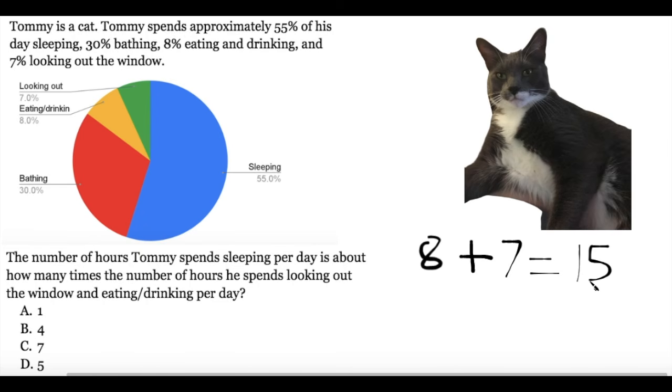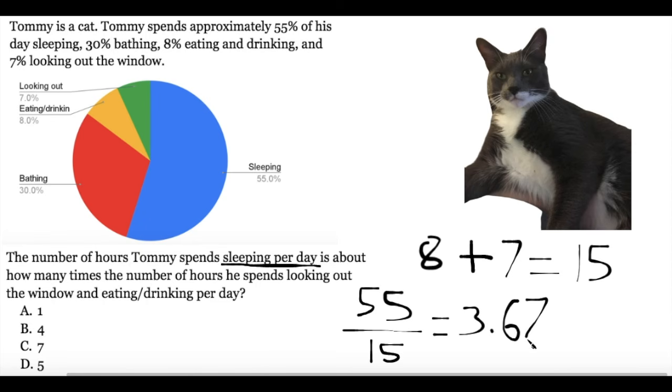So now what I think the best way to do this is to go back to the amount of time that he spends sleeping per day, or the percent, which is 55%. And we're just going to divide. So 55 divided by 15. If you plug this in your calculator, you're going to get 3 and then a bunch of repeating 6s, which would round up to 3.67.